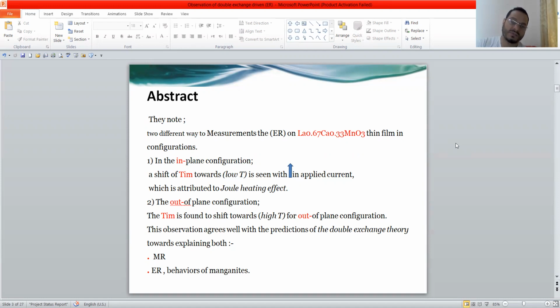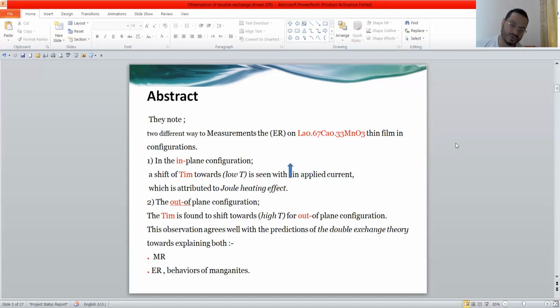And the second one, like I said before, the out-of-plane configuration, the metal-insulator transition is found to shift toward high temperature. What does that mean? That means in in-plane configuration we are dealing with low temperature, and in out-of-plane we are dealing with high temperature. Like I said before, this observation agrees well with the predictions of double exchange theory. In the in-plane, we were dealing with the Joule heating effect.